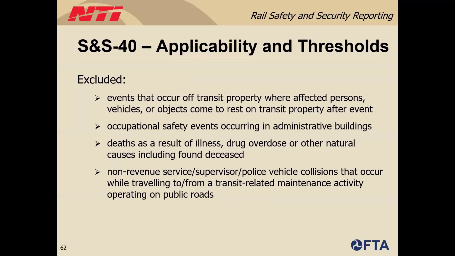The exclusions have not changed and are similar to those discussed in the SNS 50 section. They include events that occur off transit property where persons, vehicles, or objects come to rest on transit property after the event, OSHA events in admin buildings, deaths as a result of illness, drug overdose, or natural causes, including those found deceased in maintenance vehicle or other non-revenue vehicle collisions that occur while traveling to or from a related maintenance work, or collisions involving a supervisor or transit police vehicle while operating on public roads.